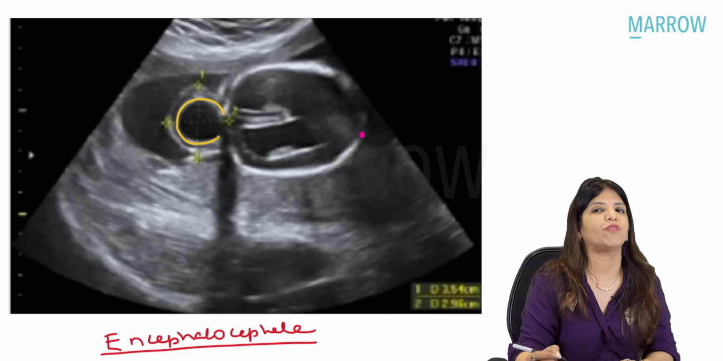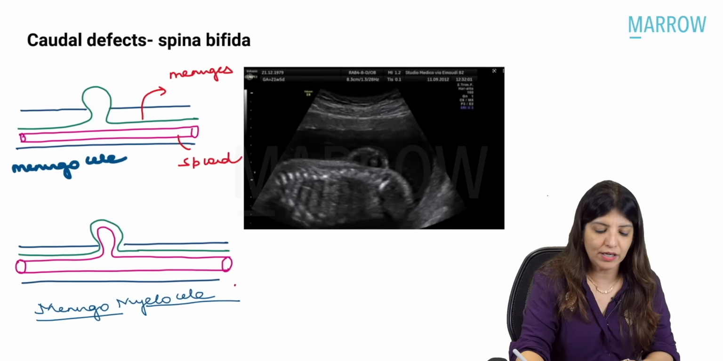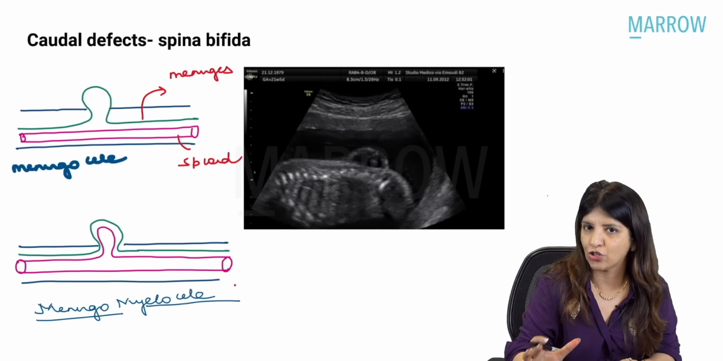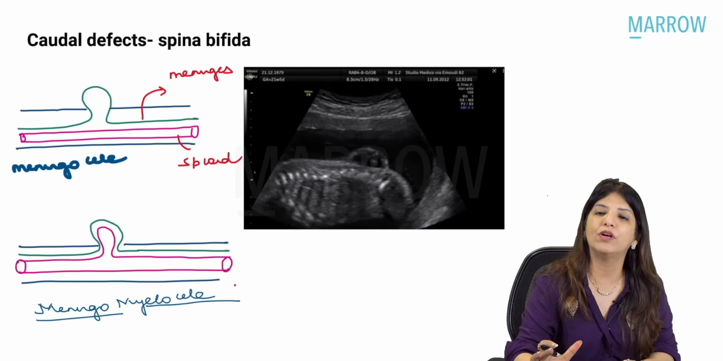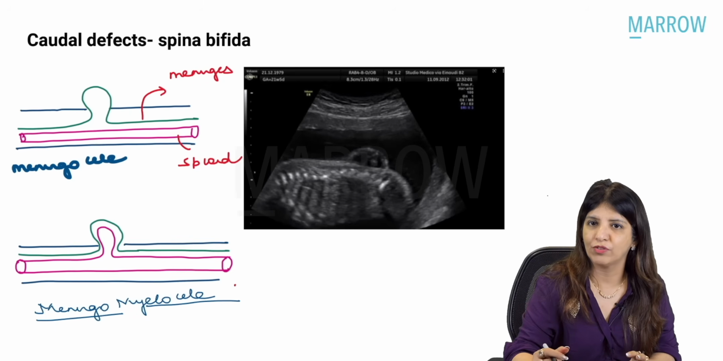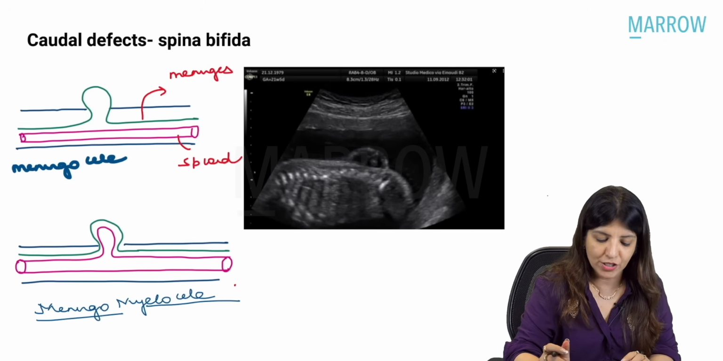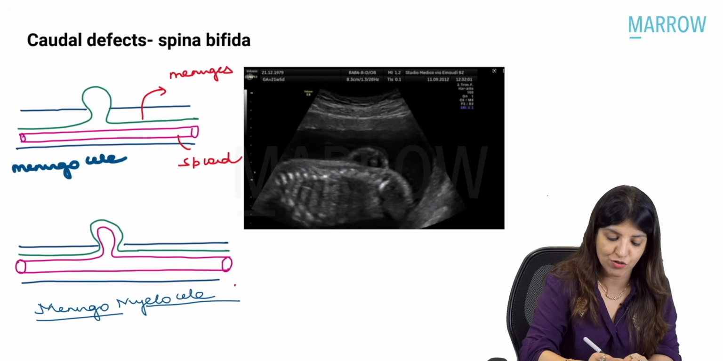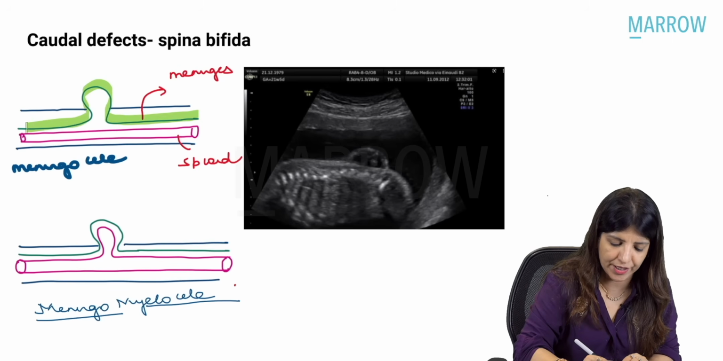So in neural tube defects, we can have cranial defects, and then there can be caudal defects. Now, caudal defects are spina bifida. Everything about spina bifida you are being taught in your surgery classes. I am just reminding you over here that whenever there is a defect in the vertebra, if there is non-closure of the vertebra, and through that non-closure area, only the meninges are herniating out, it is called meningocele. Like over here, I have shown you that only this green color meninges are herniating out.